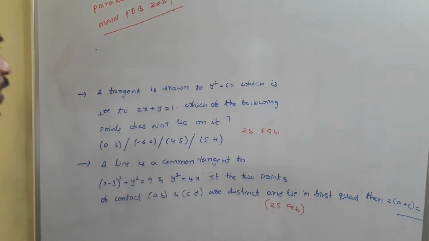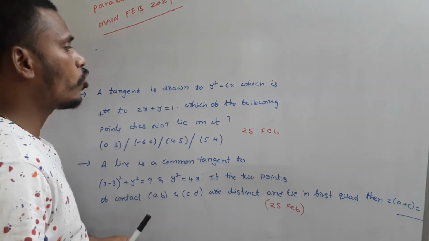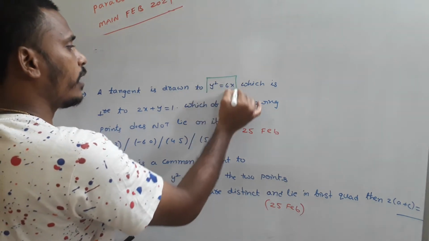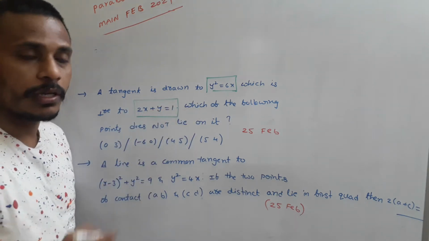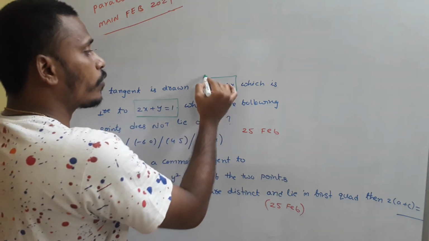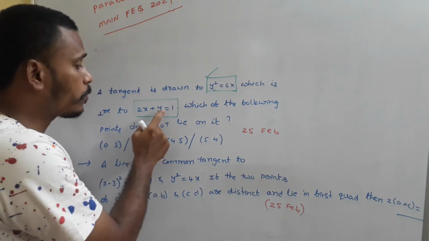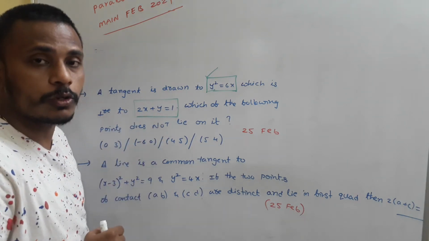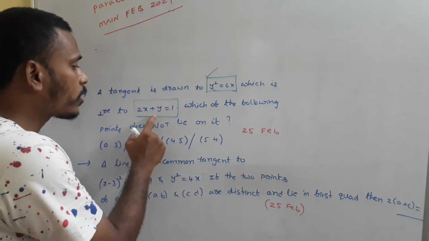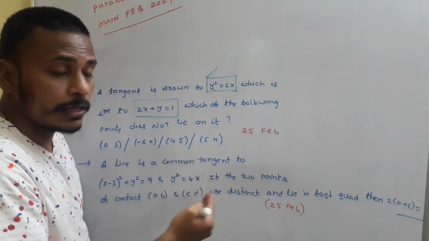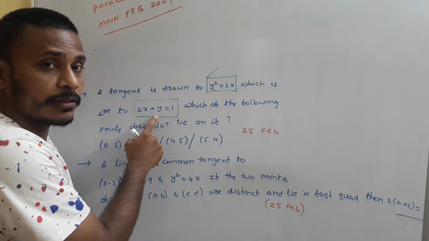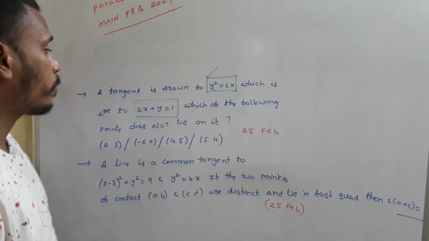Next problem, it is even easier. A tangent is drawn to y square equals 6x, which is perpendicular to 2x plus y equals 1. See, we are going to sketch a tangent for this y square equals 6x, which is perpendicular to this 2x plus y equals 1. So this line is 2x plus y equals 1. It is a perpendicular line. So what is the slope of this line, and what is the slope of its perpendicular line?